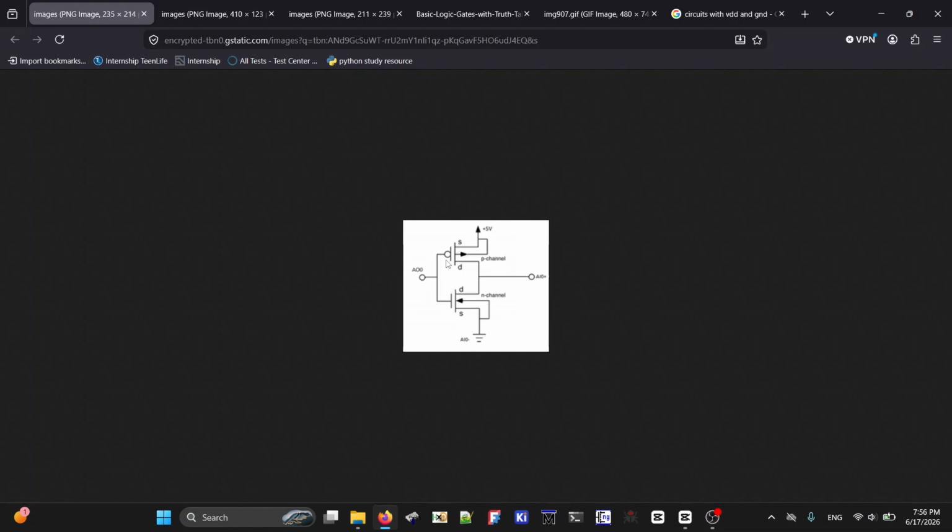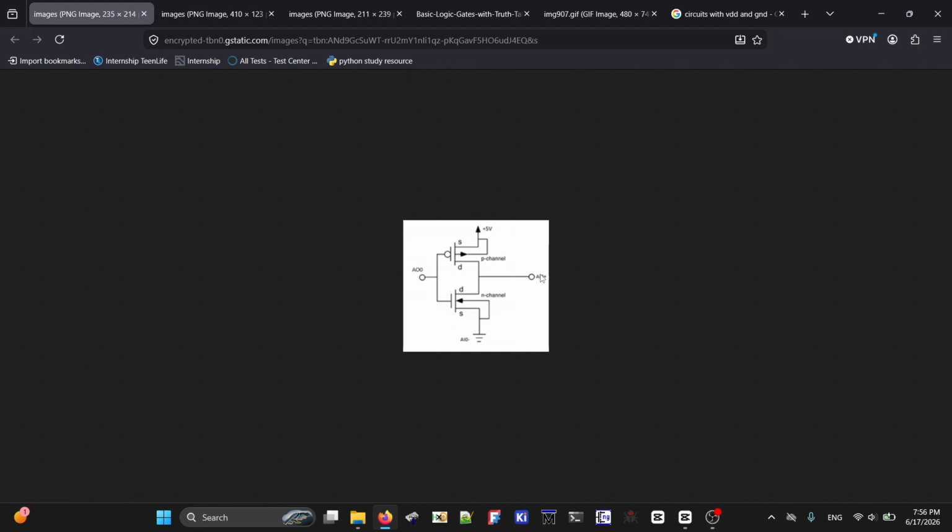The PMOS does turn on, and what happens is the source, or the VDD, or whatever you want to call it, here it's written as plus 5 volts, will flow from the plus 5 volts, the VDD or the source, to the output and make the output a 1. And that's just the basics of how an inverter works.